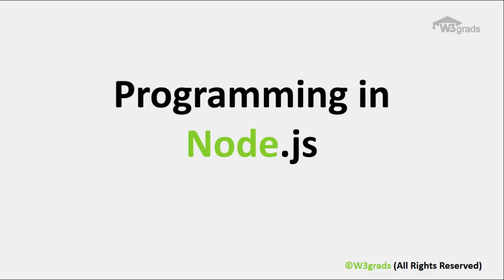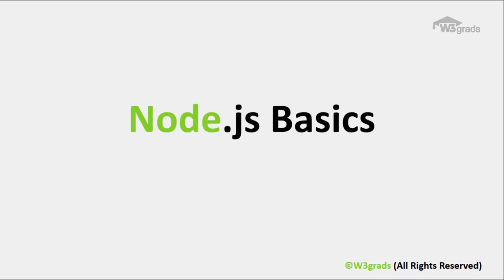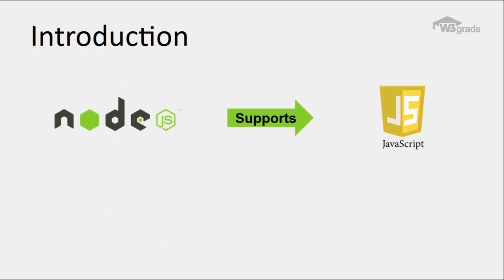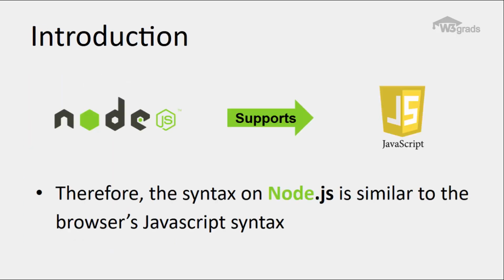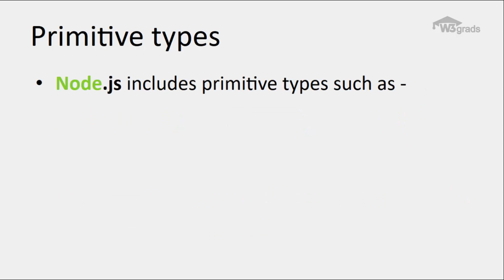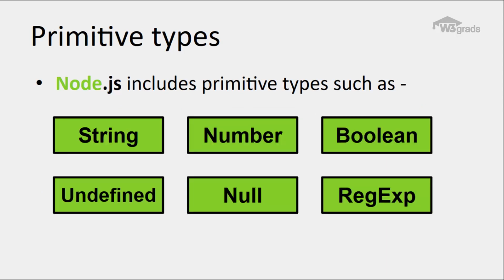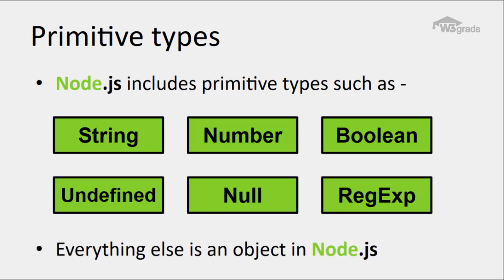In this video, we will learn the basics of Node.js, which includes primitive types, objects, functions, etc. So, let's begin. Node.js supports JavaScript, therefore the syntax on Node.js is similar to the browser's JavaScript syntax. Node.js includes primitive types such as string, number, boolean, undefined, null, and regexp. Apart from this, everything else is an object in Node.js.